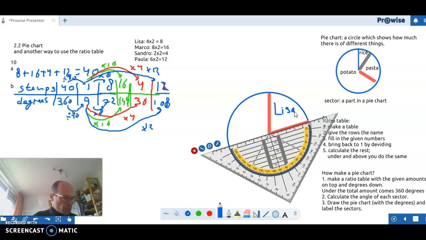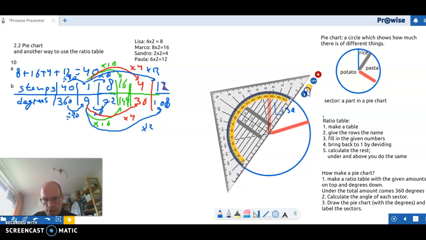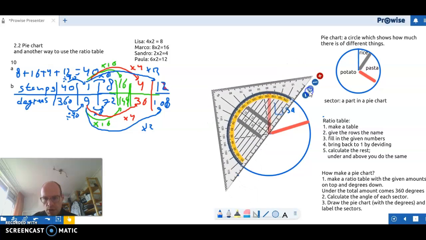Okay, next up is the other ones, and then Marco. Marco had 16, so we need to have 144. We're going to do the same, only now we're going to count until 144, and 144 is over here. So I'm going to make a dot for 144 again. That's over there. Then I'm going to rotate my geo again until I hit the dot.